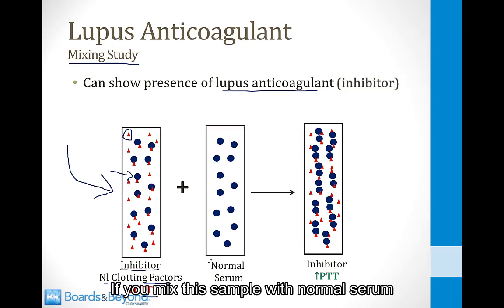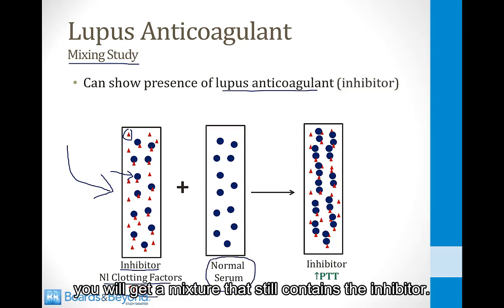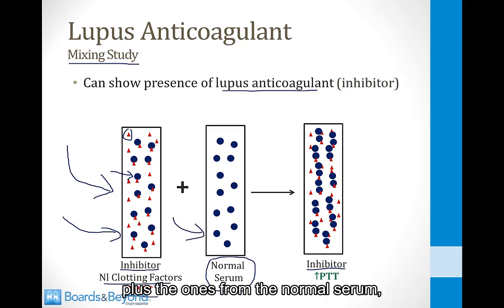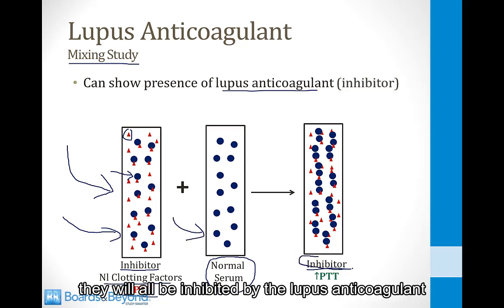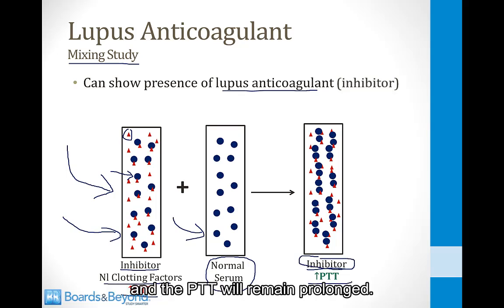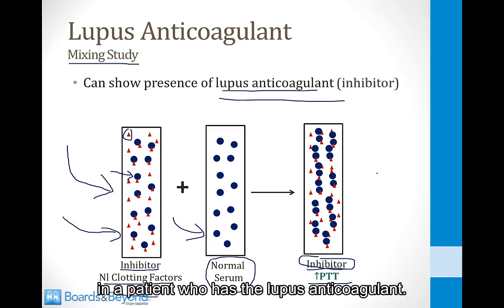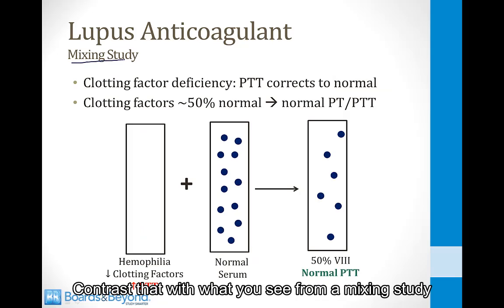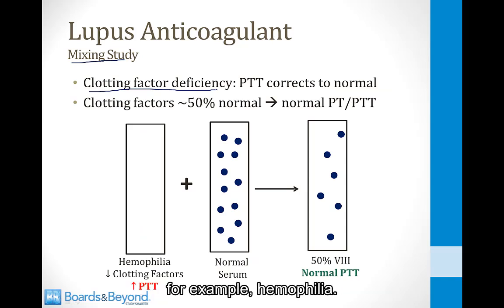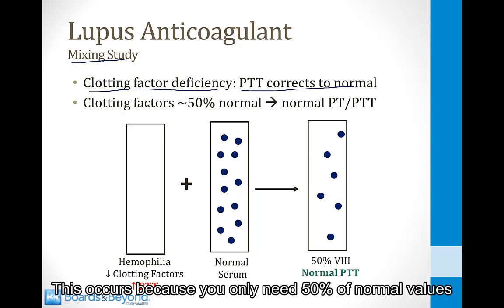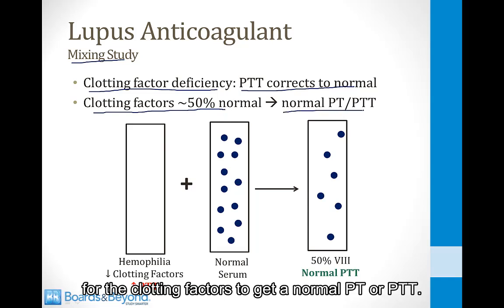If you mix this sample with normal serum as part of a mixing study, you will get a mixture that still contains the inhibitor. This means that all the clotting factors, the ones that were present in the initial sample plus the ones from the normal serum, will all be inhibited by the lupus anticoagulant, and the PTT will remain prolonged. That's the result you get from a mixing study in a patient who has the lupus anticoagulant. Contrast that with what you see from a mixing study when there's a clotting factor deficiency, for example, hemophilia. In these cases, the PTT will correct to normal. This occurs because you only need 50% of normal values for the clotting factors to get a normal PT or PTT.